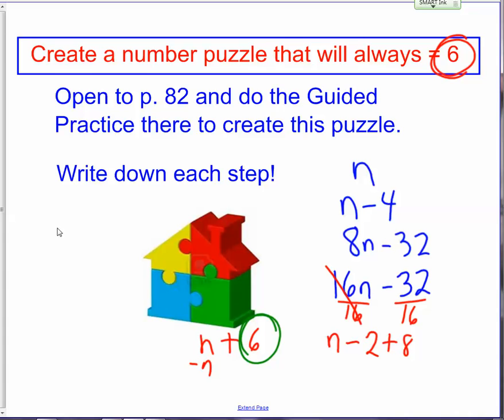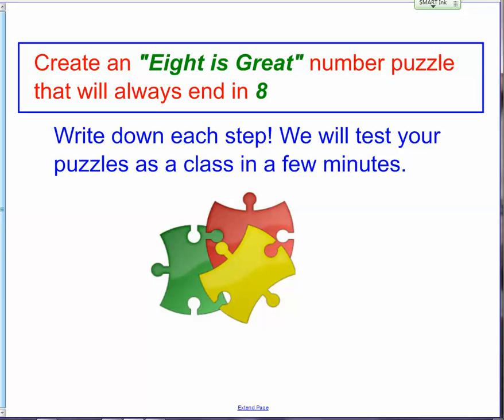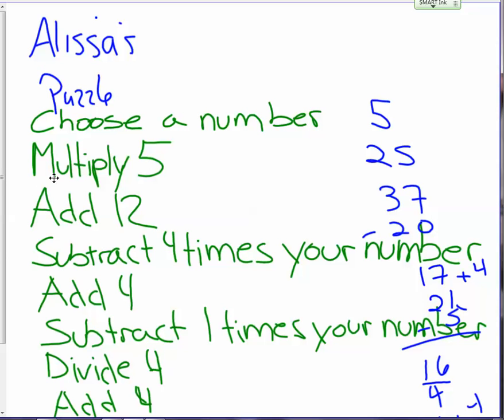So then you each had to create a number puzzle that always will give you an answer of 6. And so you went through all the steps on page 82, and we showed how we subtracted 4. And then we went through every one of these steps to end up with just 6, and all those steps are on page 82. And then you had to create your own 8 is great number puzzle that always ends in 8. And you guys worked on that for a bit, and then some of you decided to come up and show your number puzzle you came up with. And Alyssa came up with this one, and it does always equal 8, which was great.